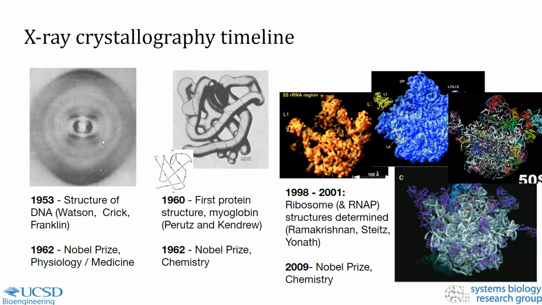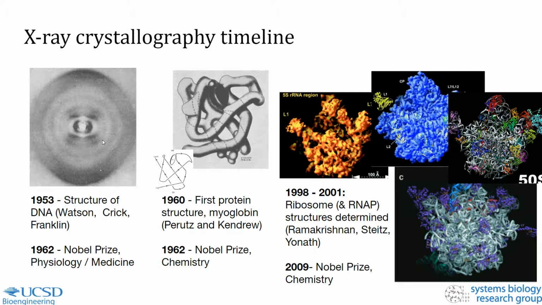Most notably, the first contribution came when the double helical structure of DNA was determined using this method by Watson, Crick, and Franklin in 1953. This achievement would earn them the Nobel Prize in Physiology and Medicine. In 1960, Perutz and Kendrew resolved the first protein structure, myoglobin. This achievement would once again earn its investigators a Nobel Prize.